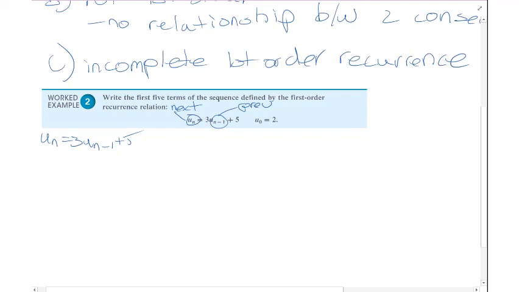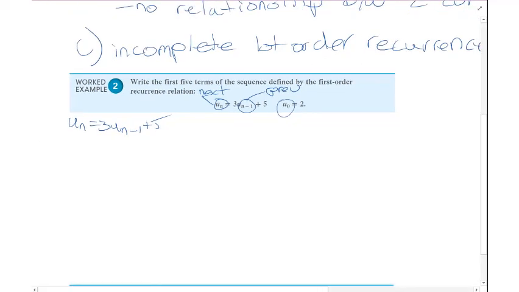Okay, and my first term I could write as U0 or U1. You get that choice, or you'll be given that choice. But here I'm starting as U0. So if I go U1, because U1 in this case will be my next term, my previous term is U0, plus 5. Now I've been told that U0 equals 2. That's up here. So that means 3 times 2 plus 5 equals 11.